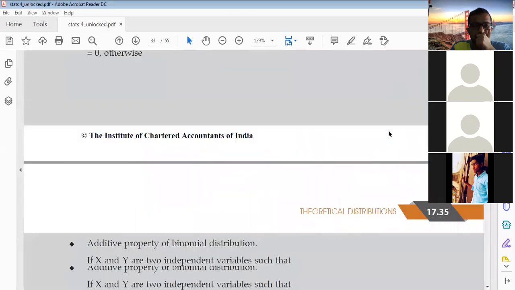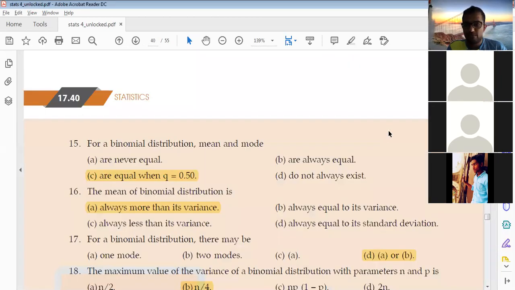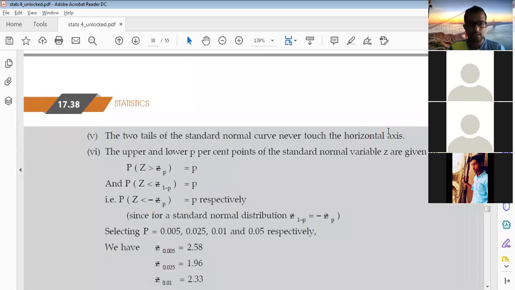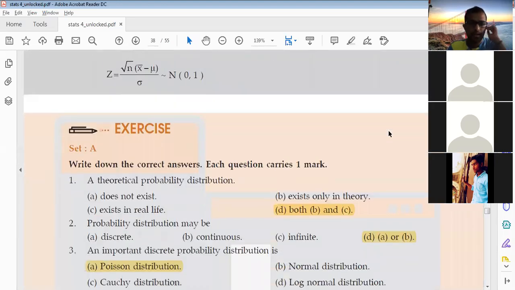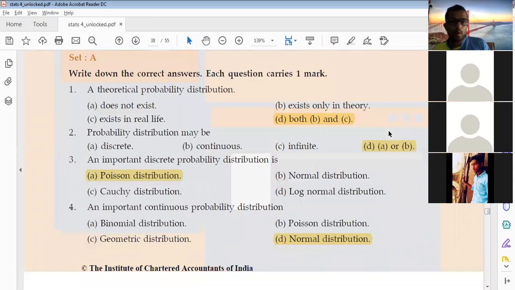So that's done. Students, quickly, let us finish the set A questions quickly. In 5 minutes, we should finish all set A questions. I have the answers, but still, in case you have doubts, please mark. A theoretical probability distribution. First one. Agreed. Exists only in theory and exists in real life.